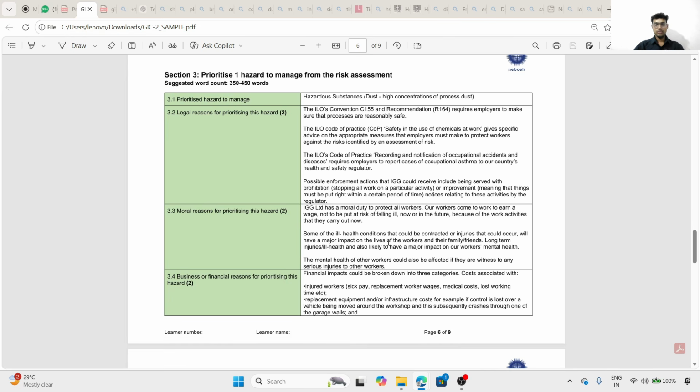So if such a hazard has been there and it is not controlled, what happens in the future? Not only that person but everyone is affected, and that shall affect the families, friends and all the people around. So they shall be controlled. The workers' mental health and impact shall all be noted and controlled. The mental health of other workers could also be affected if they witness serious injuries to other workers. We had also discussed this before.